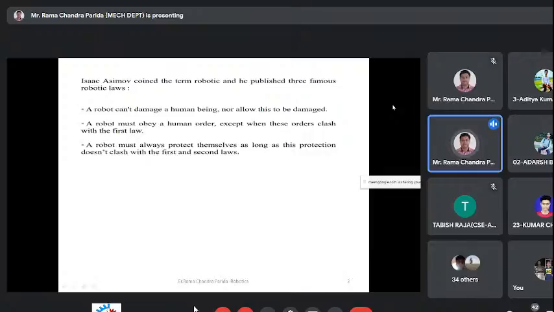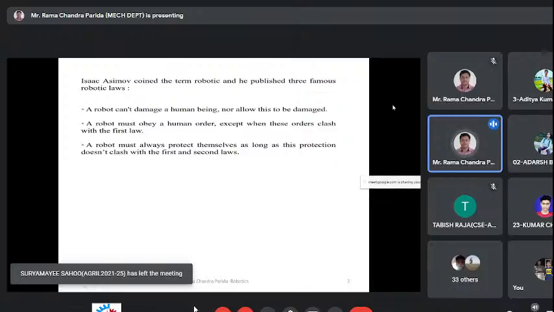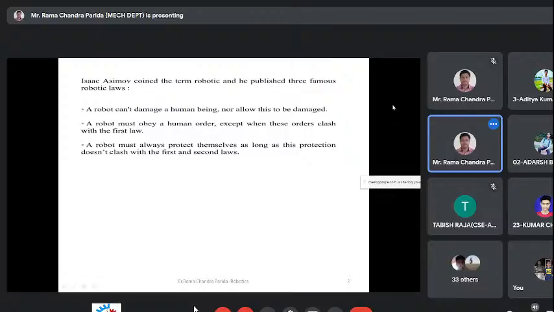A robot must obey human orders. And the last one, a robot must always protect itself as long as this protection does not clash with the first and second laws. That means if the first is valid, then the second will be valid. If the first is not followed, then the second will also not be obeyed. So these are the three statements given by Isaac Asimov, named the three laws of robotics.